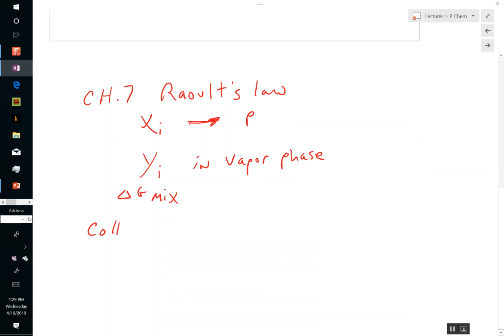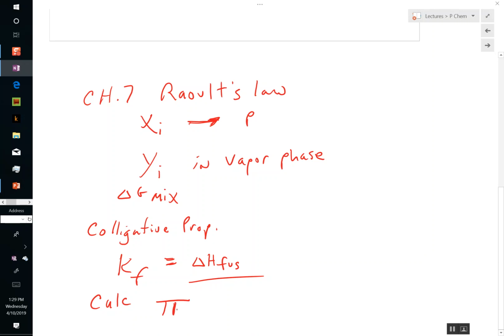We looked at colligative properties. There was an equation to show how you can calculate a freezing point depression constant from delta H of fusion. Calculations for the osmotic pressure based on molality and things of that nature.